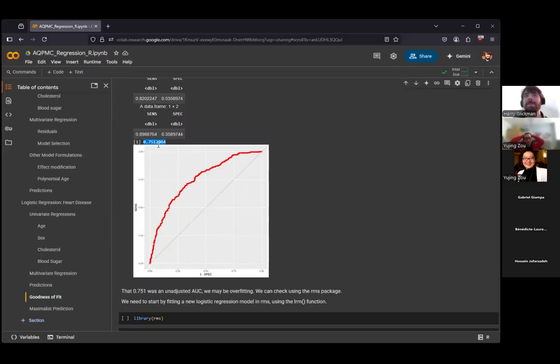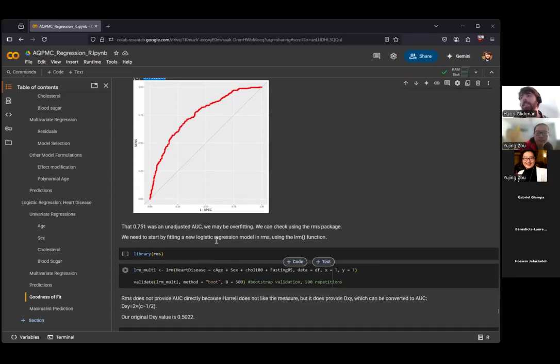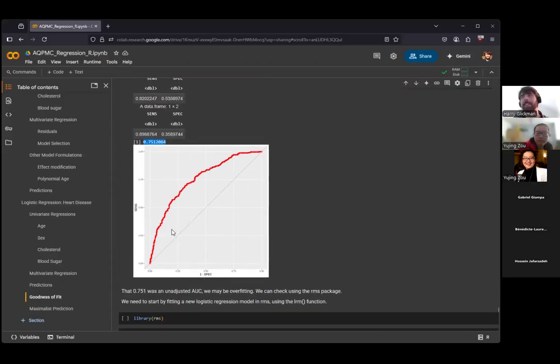But we're getting an AUC of 0.71. So that's our AUC value for the status set, which is fine. 0.5 is chance, 1 would be perfect. This is our estimated AUC value. And this is our receiver operating curve done manually. But again, use the pROC package if you're doing this yourself.